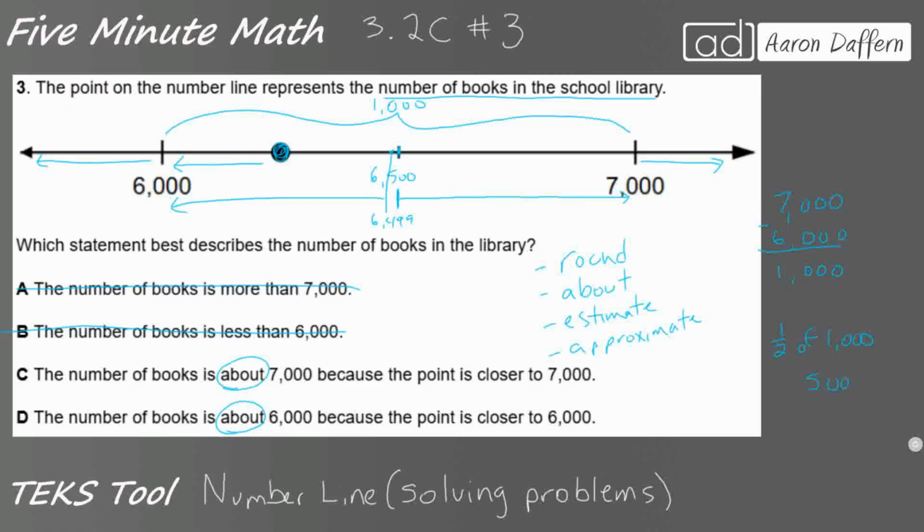Well, you see that it's closer to 6,000. Why is it closer to 6,000? Well, because it's below our midpoint, this tick mark of 6,500 that we've already identified. So we would not say that the number of books is about 7,000, because being closer to 7,000 is only the case for 6,500 and above. We would say that the number of books is about or rounds to 6,000 because it's within this zone right here, right below our midpoint to the benchmark. So our answer here is going to be D.